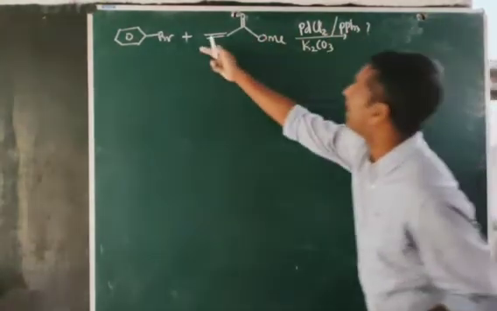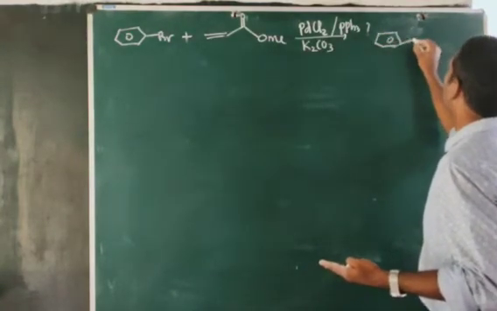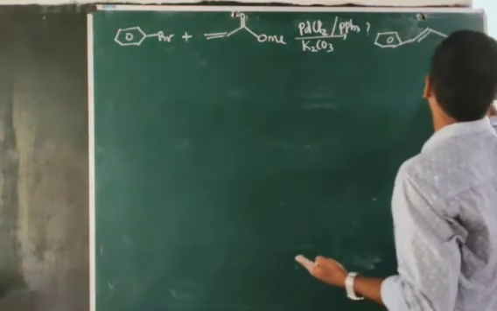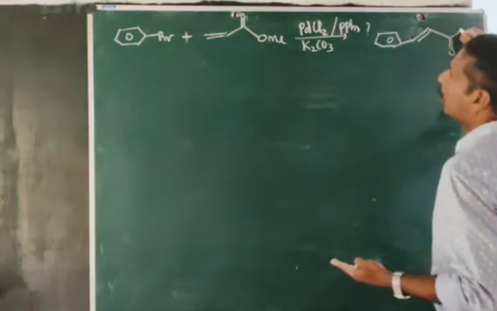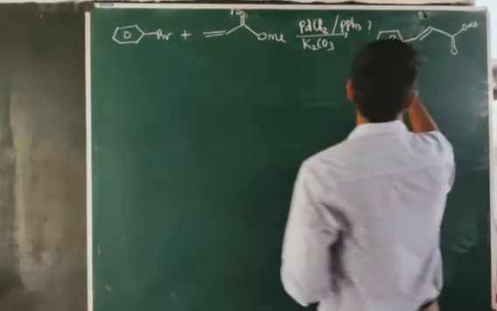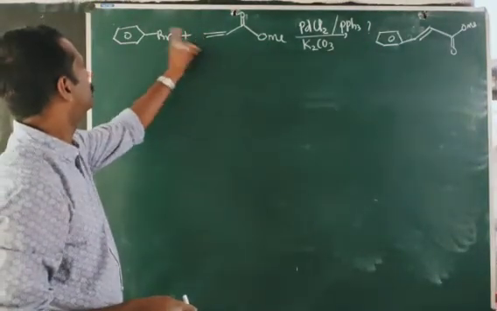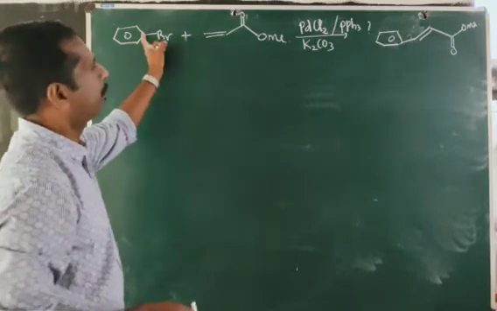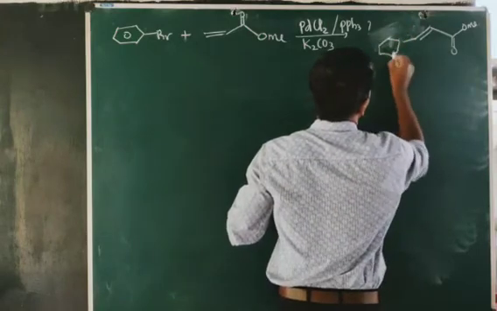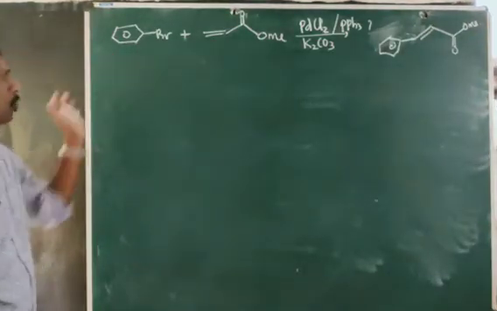So what will you get? When you look at the reaction, you get a structure like this. Here it is a double bond, and here it is OMe. Clear? You get this product. That means you are getting a substituted alkene: one H is replaced by our aryl group. Or I can show it like this. You get this product. Now let us go through the mechanism very quickly.